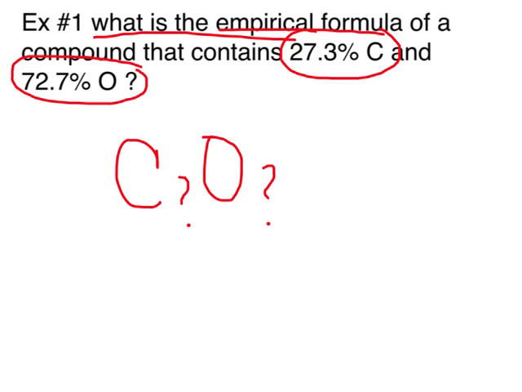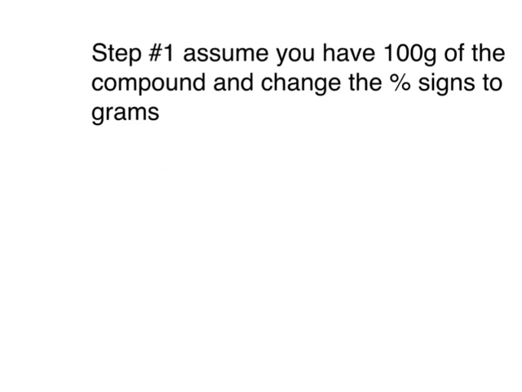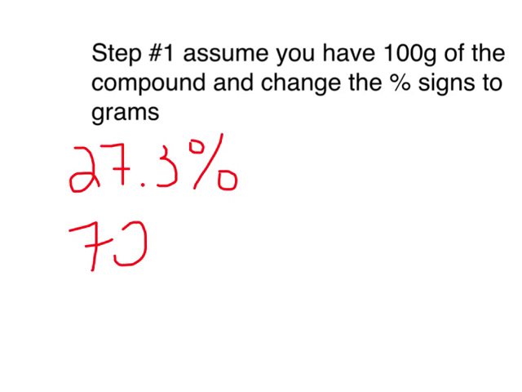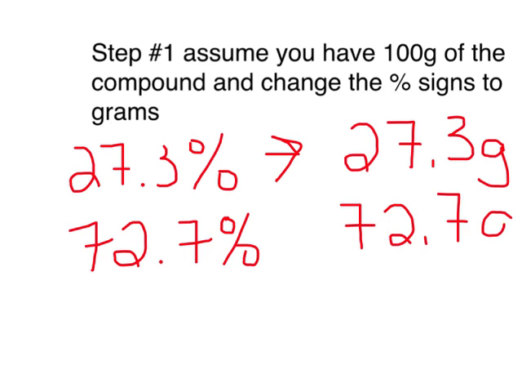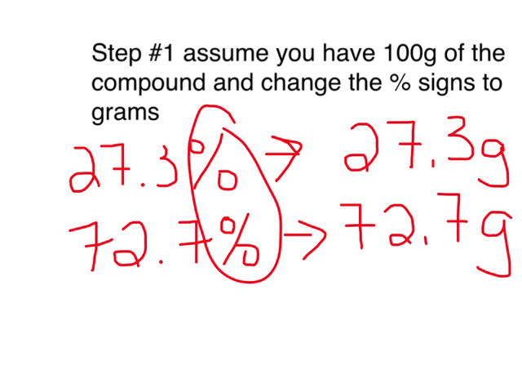Okay, so there's quite a few steps involved with this, so if you write down the steps and follow them every time, you'll be 100% successful, hopefully. Step 1, assume you have 100 grams of the compound and change the percentage sign to grams, just as it's stated. So the 27.3% and the 72.7%, you're just going to change it. So it looks like 27.3 grams and 72.7 grams. There's zero math here. All you're doing is just changing the percent sign to grams. Okay?